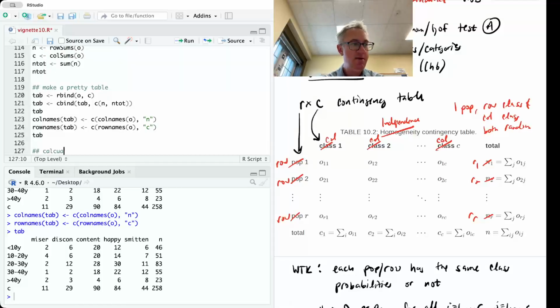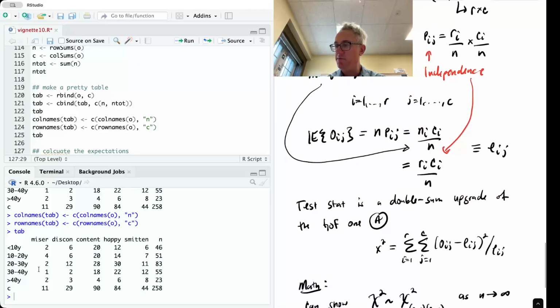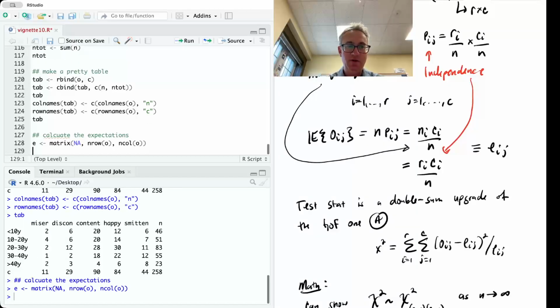Then calculate the expectations. So going back to here, the expectations are calculated through the probabilities. The probabilities are up at the top, the expectations are on the bottom, but you can see we can calculate the expectations without first directly calculating the probabilities. So I'm going to make a matrix to store those, and those expectations should be the same dimension as the original observations.